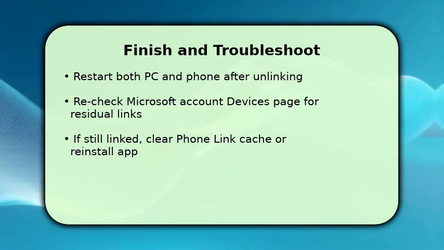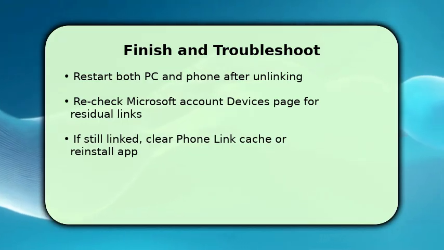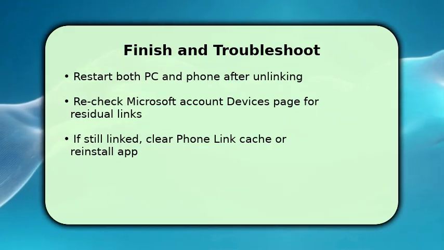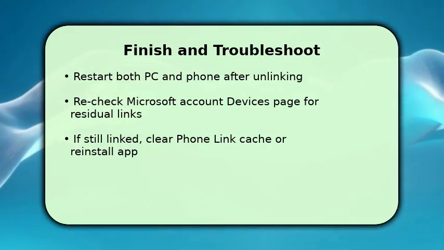If you still see the device, go to Account, Microsoft.com/devices and remove the phone from your Microsoft account. If unlinking fails, clear the PhoneLink app cache or uninstall and reinstall the app on Windows. Make sure to reboot between attempts. If problems persist, check that both devices run.